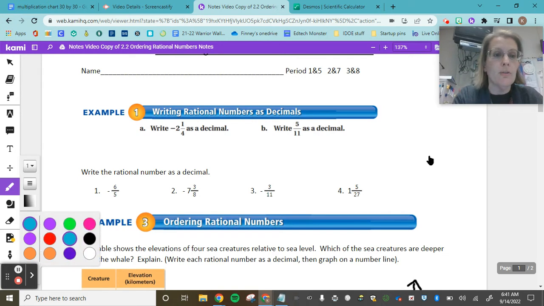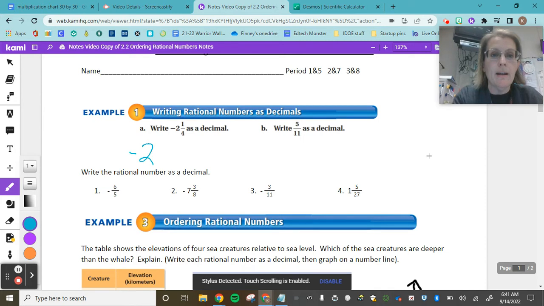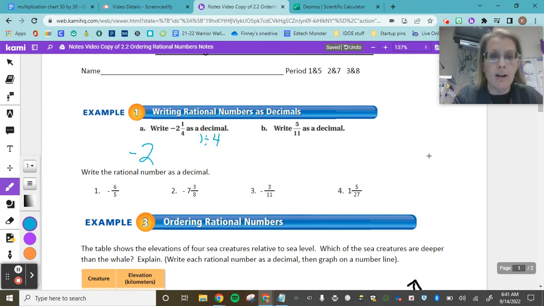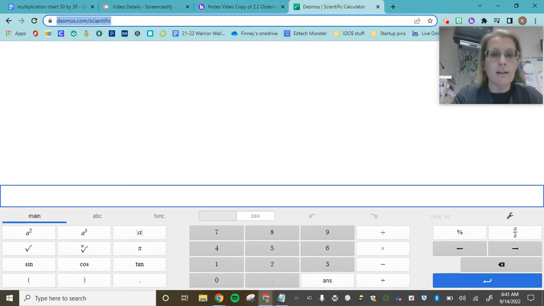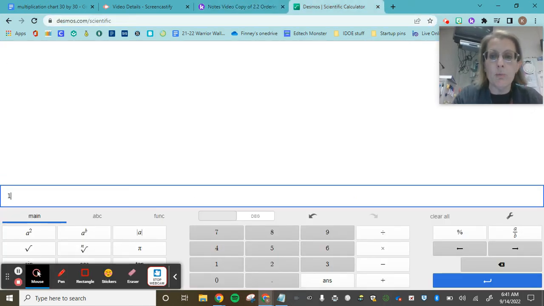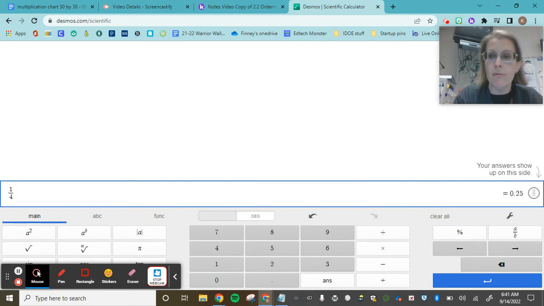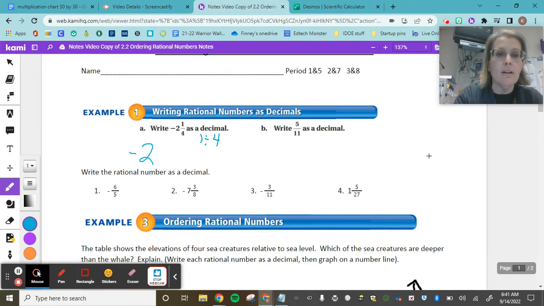So when you're turning a fraction into a decimal, we keep our whole number, and then all we have to do is divide the numerator divided by the denominator. So in our calculator, so we will be using calculators, 1/4, we will do 1 divided by 4, and we will see that it is 0.25. That 0 is where our whole number goes, and then 0.25 goes after it. So negative 2 1/4 as a decimal is negative 2.25.